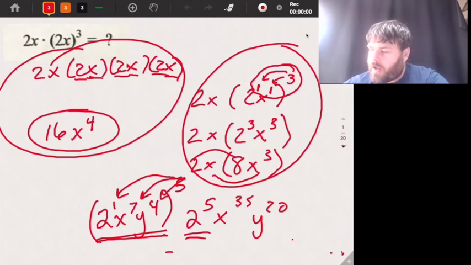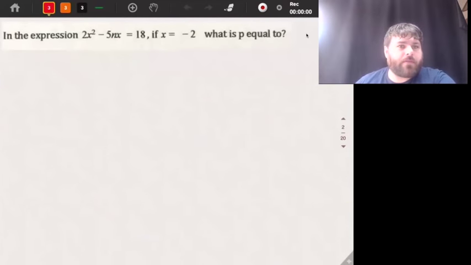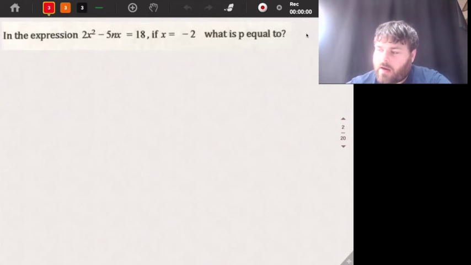All right, next question. In the expression 2x squared minus 5nx equals 18, if x is equal to -2, what is p equal to? Now this is a mistake here. This is supposed to be an n, so I'll go and change that. All right, what is n equal to?